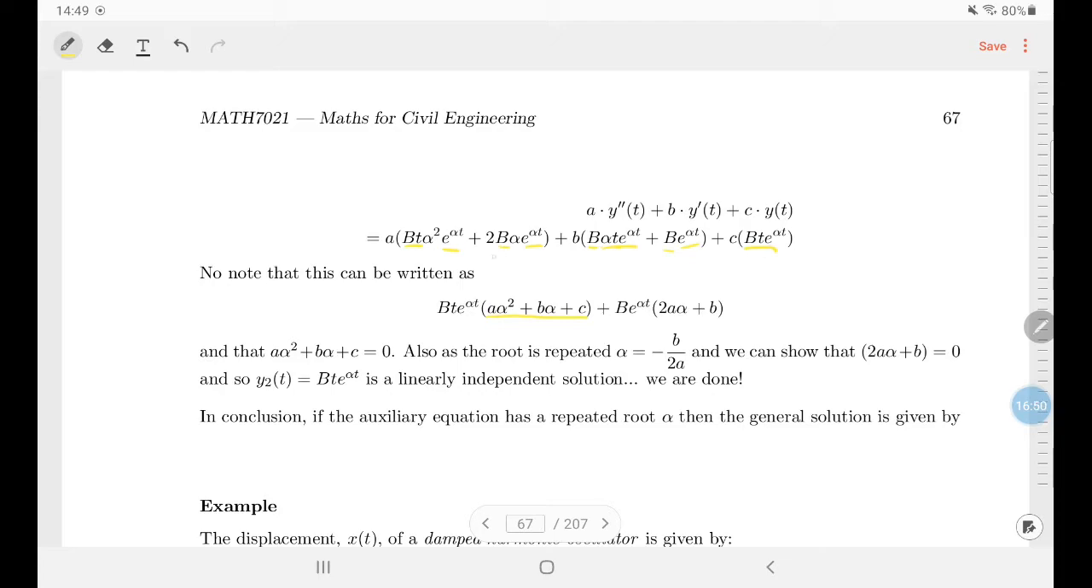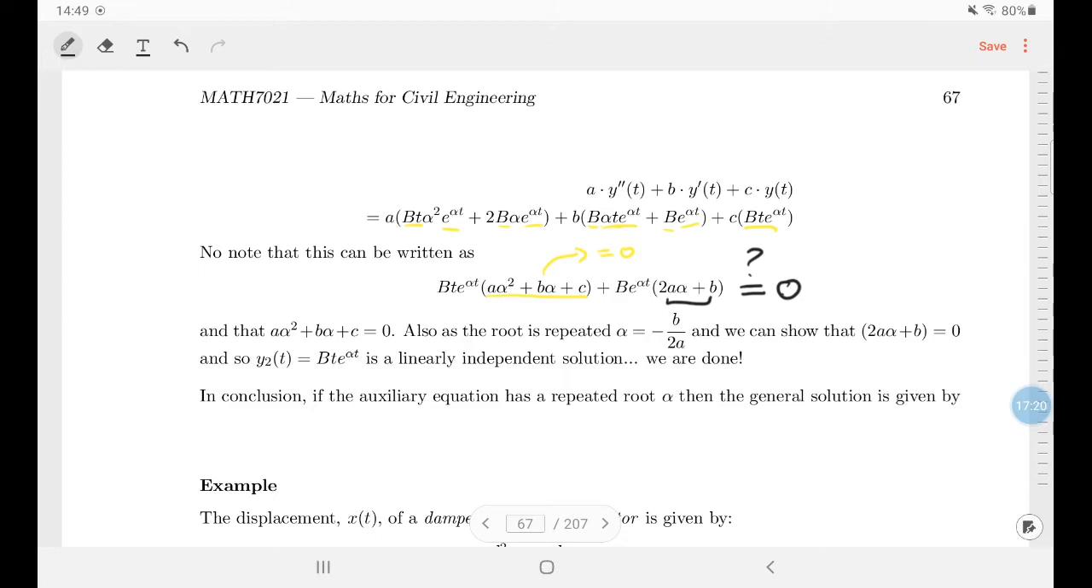So if you do that, you're going to have 2 alpha by a, 2 alpha by a, and b. We've written on the previous page that this is equal to 0. If this is to solve the differential equation, remember we want it to be equal to 0, this thing has to be equal to 0 as well. As the root is repeated, and we can actually show this, and it would have been done in a previous lecture, if the root is repeated, it's equal to b minus 2 alpha, and that actually means that this bit is equal to 0 as well.